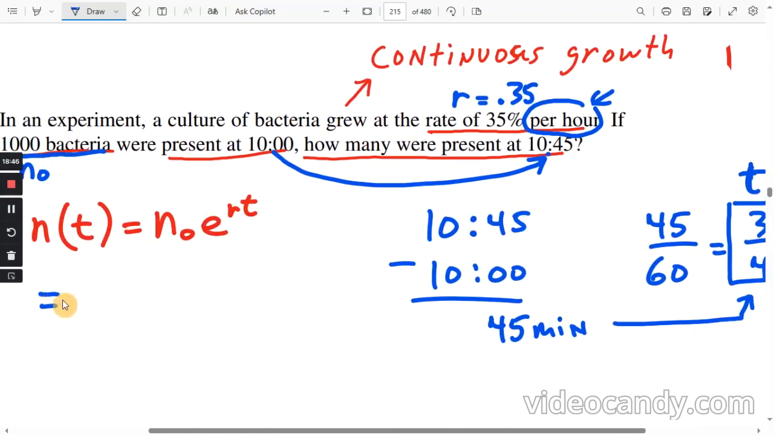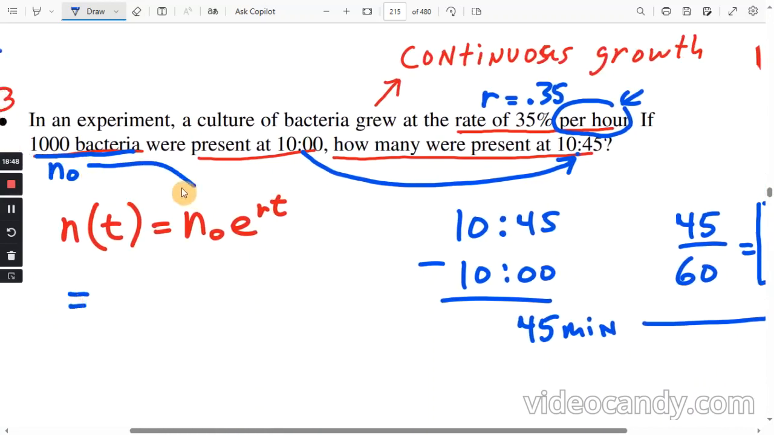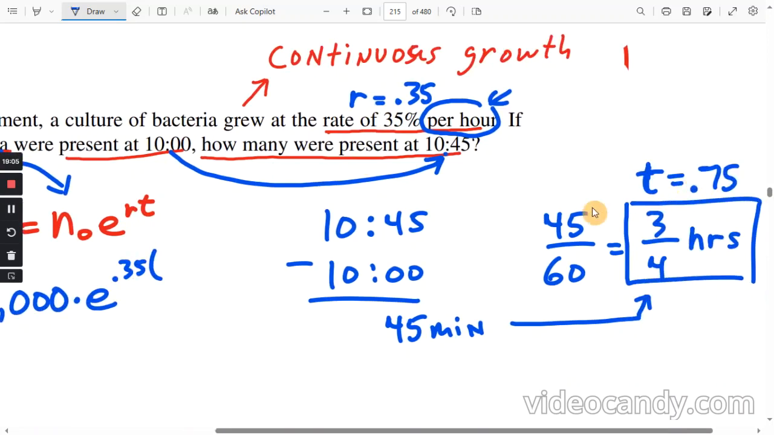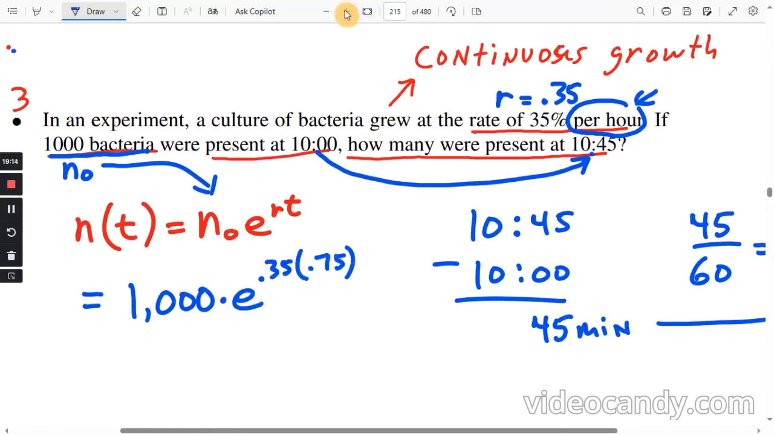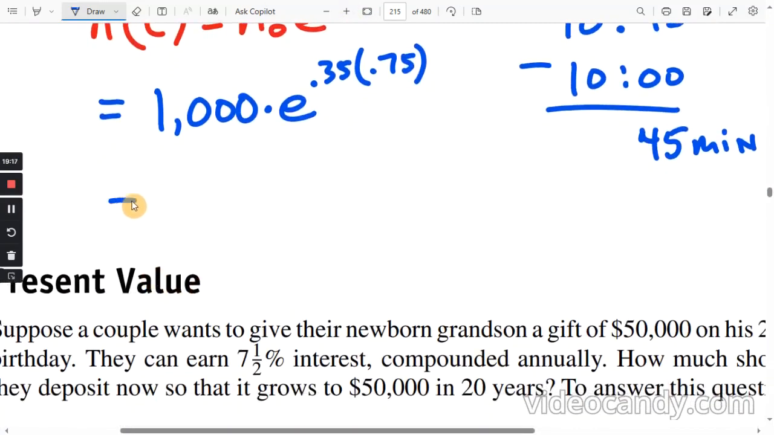Okay, anyhow, n sub 0, we said that was 1,000. So for n sub 0, it's 1,000. And that's going to be times e to the power of r, which is 0.35. And that is times t, and t is actually 0.75. All right, if you had a fraction here, that's fine. You just need to learn to do that on the calculator. Anyhow, I'm going to use my calculator. And rounding off, I get 1,300.